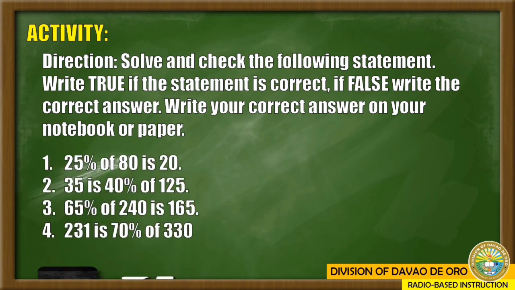Okay, number 1. 25% of 80 is 20. Number 2. 35 is 40% of 125. Number 3. 65% of 240 is 165. Number 4. 231 is 70% of 330. Go and answer. Good luck.